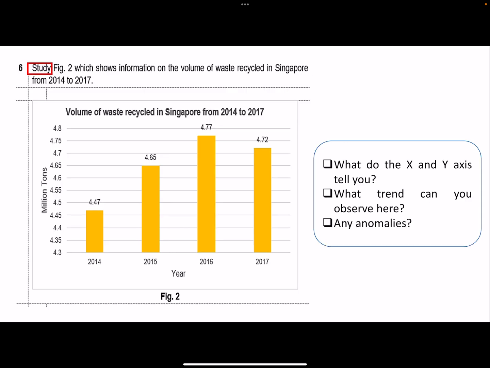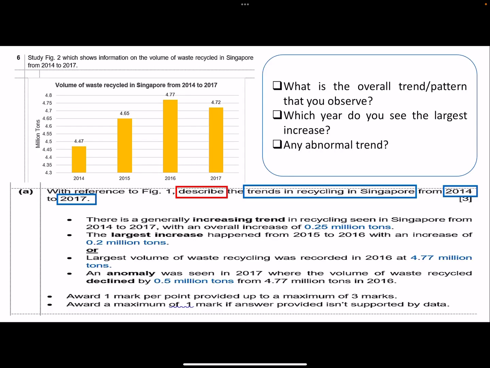And finally, one of the more important and unique things that you have covered so far in your Sec 1 geography, right? So this one is a bar graph. Okay, it shows information of volume of waste recycled in Singapore, right? So very importantly, when you're looking at graphs like this, you need to be able to understand, looking at the axis, looking at the title, okay, looking at the shape of the graph, you must be able to tell me what trends there are. Okay, so A asks to describe the trends from 2014 to 2017.